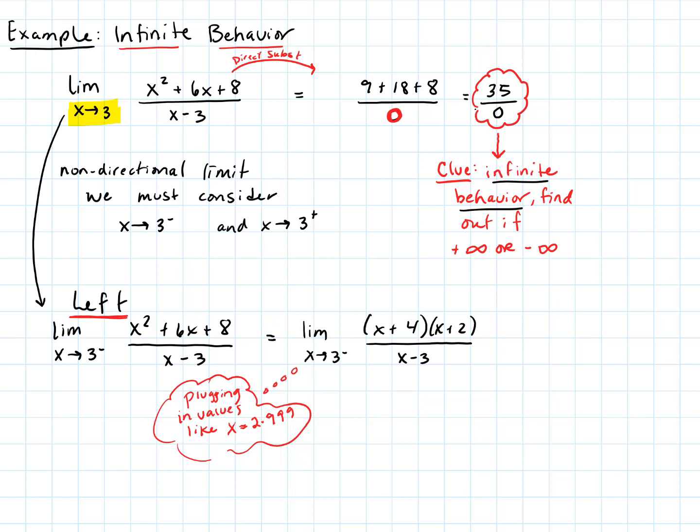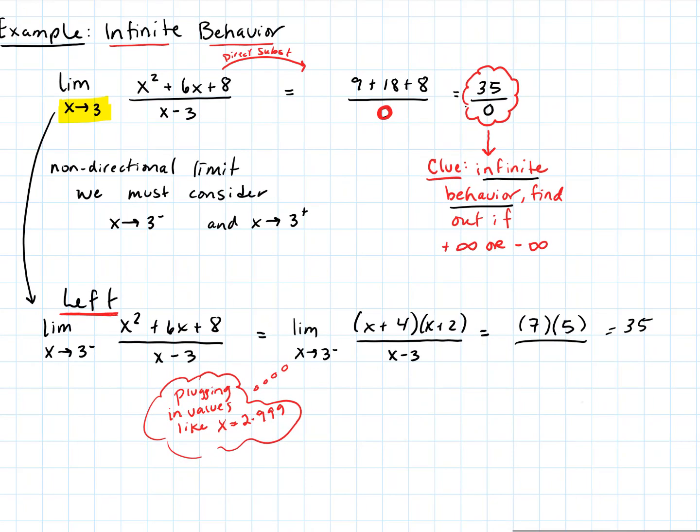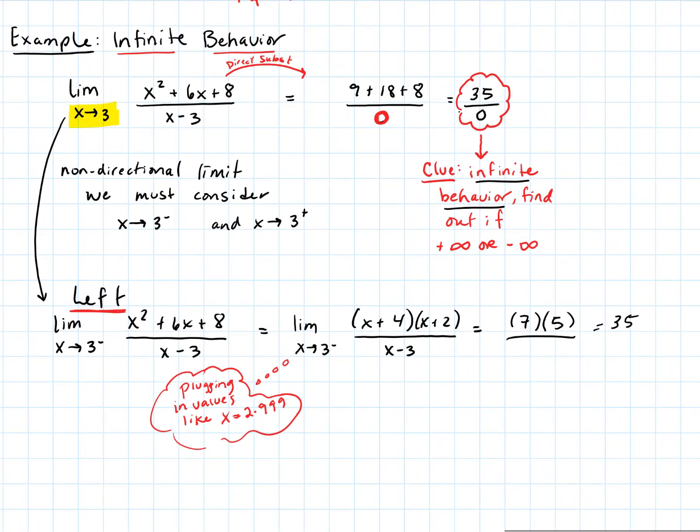That means I'm approaching 3. In the numerator, I can actually use direct substitution. As I approach 3 from the left, x plus 4 is going to approach 7, and x plus 2 is going to approach 3 plus 2, 5. So in the numerator, I'm going to get 35, just like we had with the direct substitution. I don't know that it mattered that we factored or not, but we did.